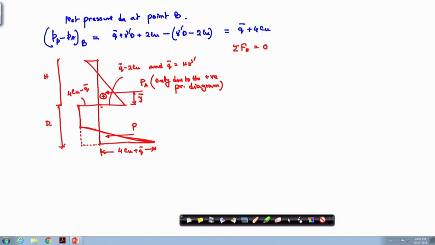If I say this is the triangle, and here this is the P rectangle, I am getting the forces: P A plus P due to this triangle, minus P due to this rectangle, that will be 0.